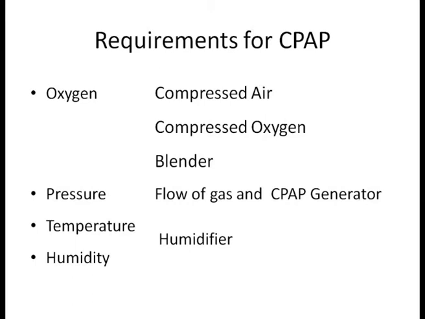So to provide graded oxygen, we need a compressed air source, we need a compressed oxygen source, and a blender which is used to mix the compressed air and oxygen to get the required fractional inspired oxygen concentration. And for generating the pressure, we need the flow of gases and a CPAP generator. And for giving the temperature and to warm and humidify the gases, we need a warmidifier or a servo controlled humidifier.